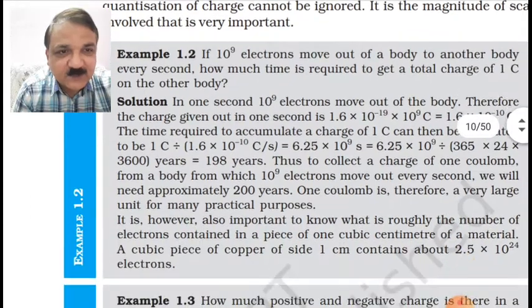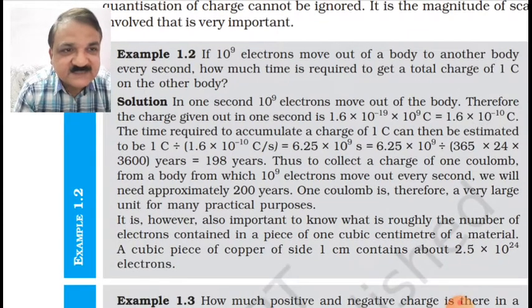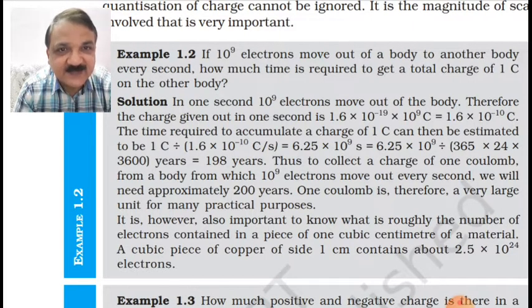It is also important to know roughly the number of electrons contained in a piece of 1 cubic centimeter of material. 1 cubic centimeter means the volume of material. A cubic piece of copper of side 1 centimeter contains about 2.5 into 10 to the power 24 electrons.